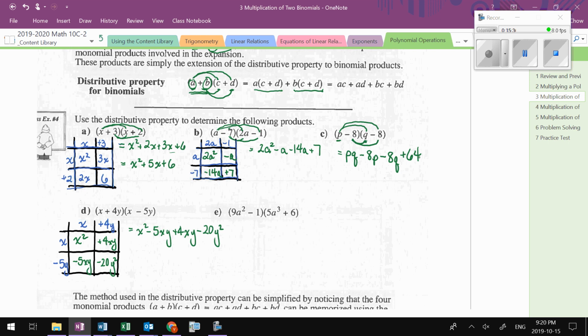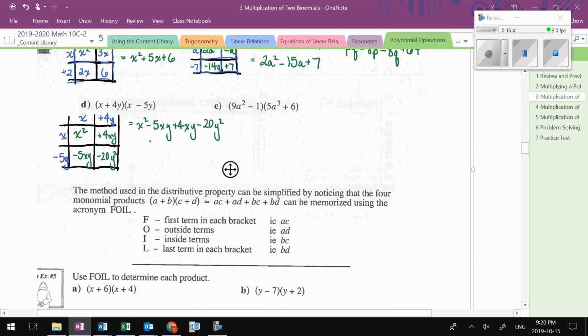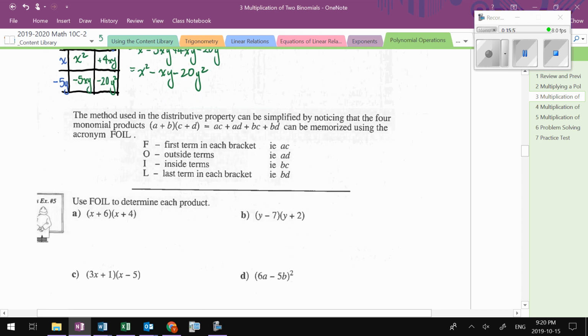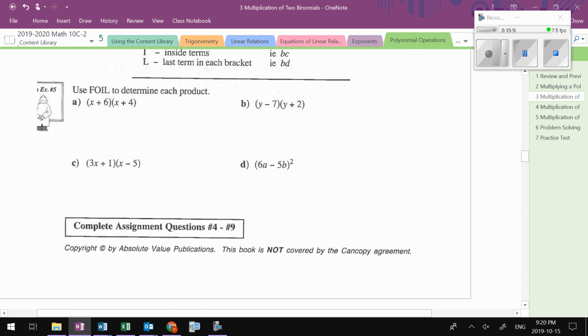Okay, let's just backtrack for a second. For B, I did not combine my like terms yet, so it's 2a squared minus 15a plus 7. And for D, combining those like terms, we've got x squared minus xy minus 20y squared. Okay, so let's take a look at class example number 5.